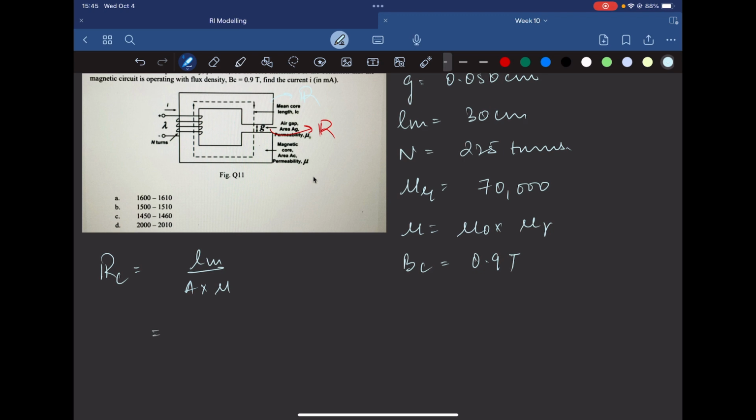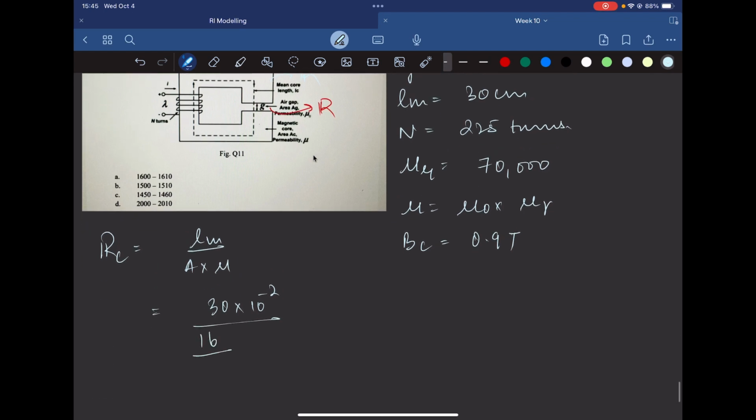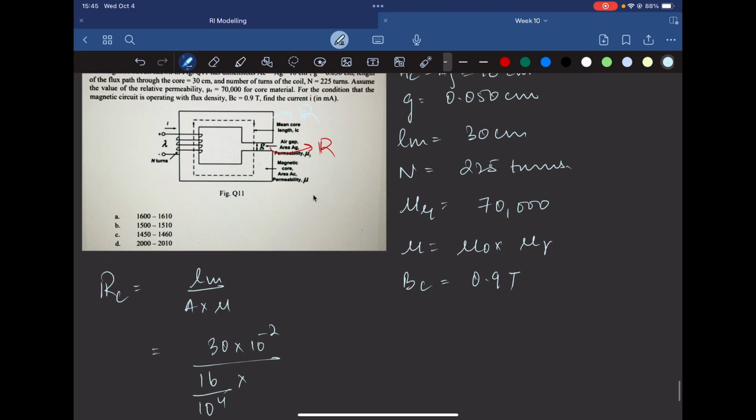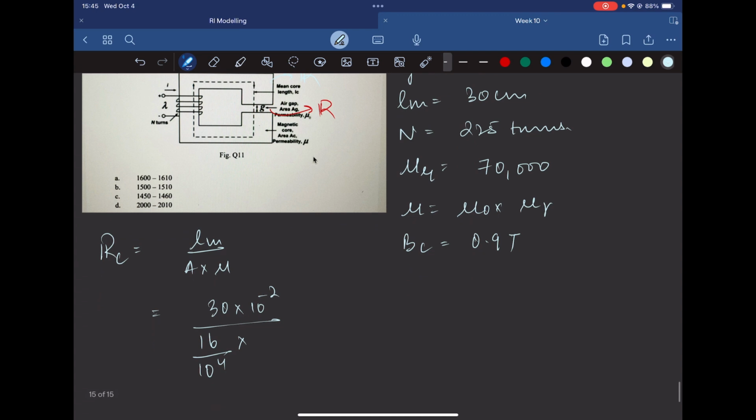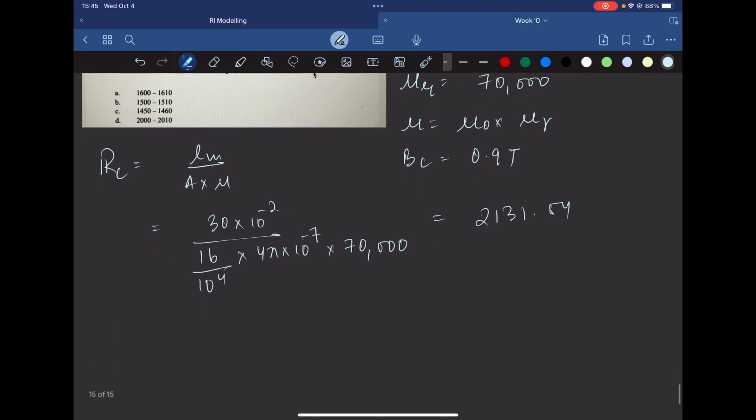So what is Lm? 30 centimeter. Let's convert it into meters. And area is given to be 16 centimeters square. Let's also convert it into meters, and then mu is what? Mu naught times mu r, which is 4 pi into 10 raised to the power minus 7 into 70,000. If you calculate it, it comes out to be around 2131.54.